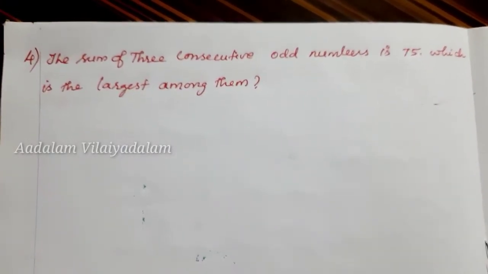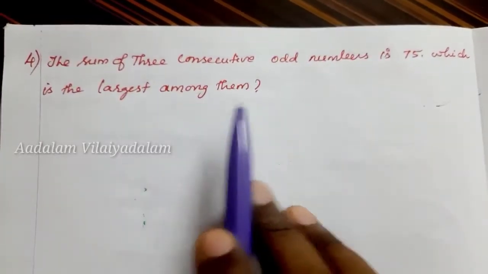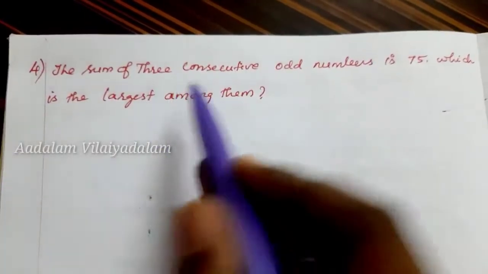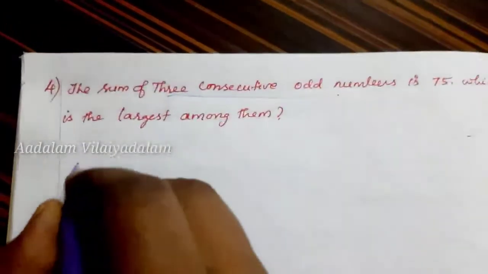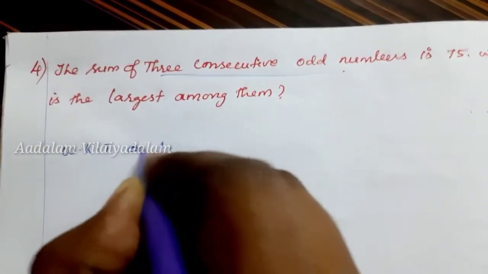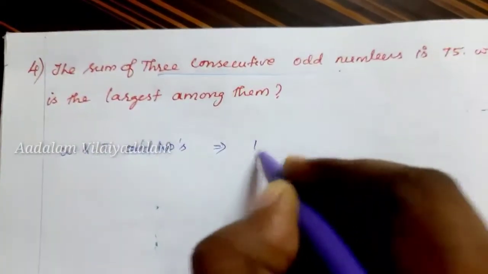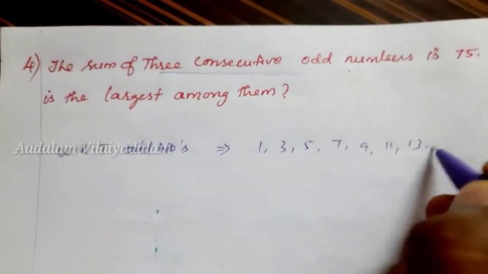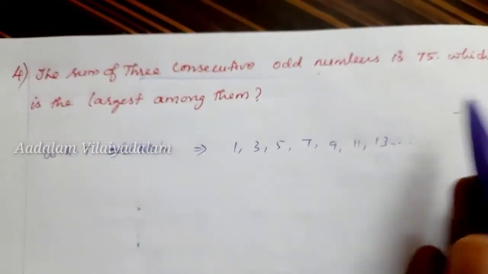Fourth question: the sum of 3 consecutive odd numbers is 75. Which is the largest among them? So we need to find the sum of 3 consecutive odd numbers. We know that odd numbers are 1, 3, 5, 7, 9, 11, 13, etc. Isn't it?